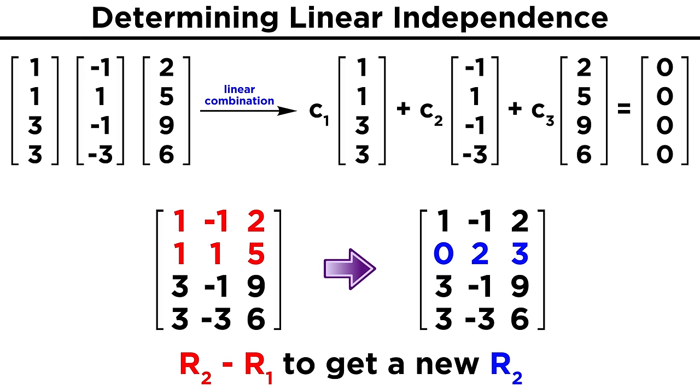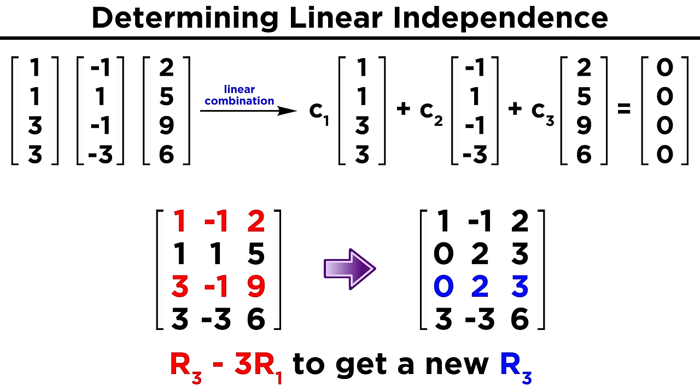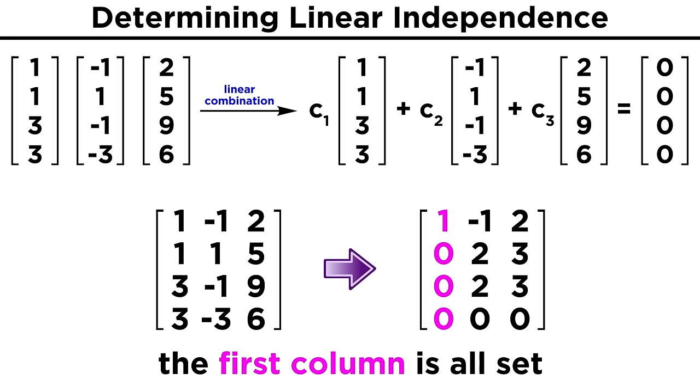Next, we will subtract 3 times the first row from the third to get a new third row. And we will also subtract 3 times the first row from the fourth to get a new fourth row. Now the first column looks great.